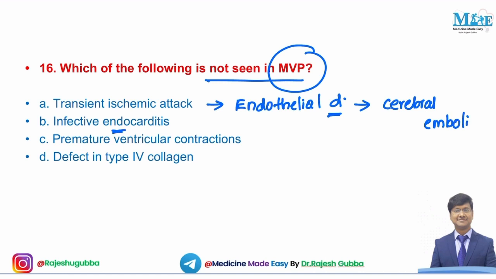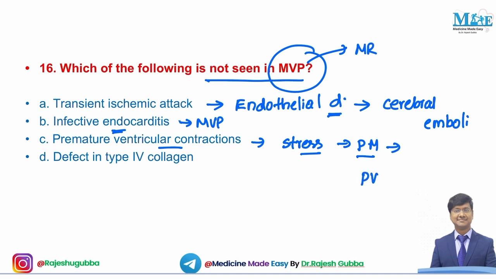Then infective endocarditis occurs in mitral valve prolapse, because mitral valve prolapse will lead to mitral regurgitation. So MVP with MR leads to the development of infective endocarditis. Next, premature ventricular contractions can be seen. Why? Because of the stress exerted by the papillary muscles on the myocardium, that can lead to premature ventricular contractions as well as paroxysmal supraventricular tachycardia.